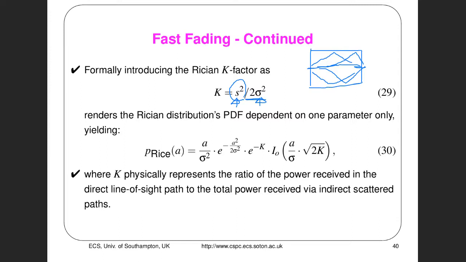So if we put K into the previous equation, we arrive at equation 30. So this PDF is still a function of the amplitude, and we still have sigma. And another parameter here is the K factor.